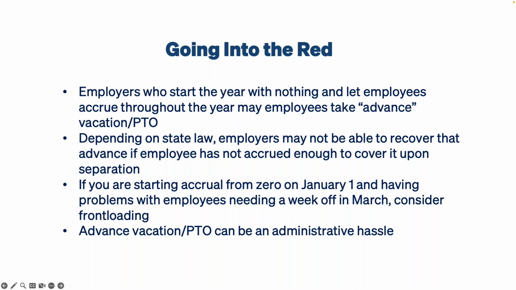If you're doing an accrual and you find that employees want to take a week-long vacation in March and they haven't accrued anything yet, don't let them go into the red in PTO. Just front load your full amount of hours at the beginning of the year, and then they have enough to take vacation in March if they want to. When they're out of their front loaded time, then they go unpaid. That's their problem. But please don't go into the red or have negative PTO. You might not be able to get that back.